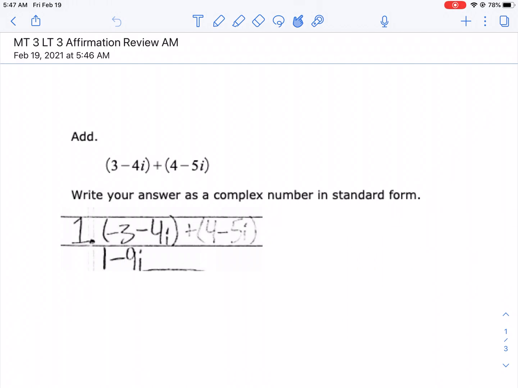Hello, let's take a look at your MT3 LT3 affirmation. On this very first question, and please note, you copied the problem down wrong. You put a -3 here. The answer you gave for your problem is correct. Obviously, since you did a different problem than the computer gave you, the computer counted it incorrect, but that problem is correct based on what you did.